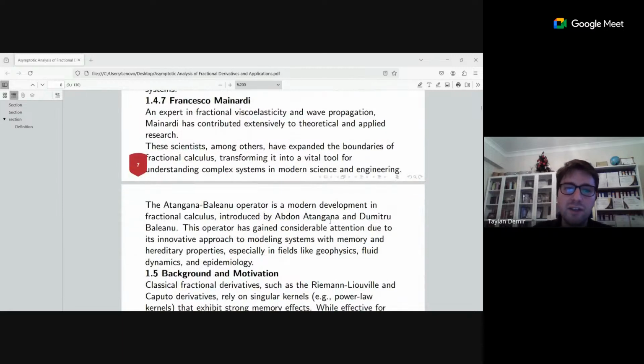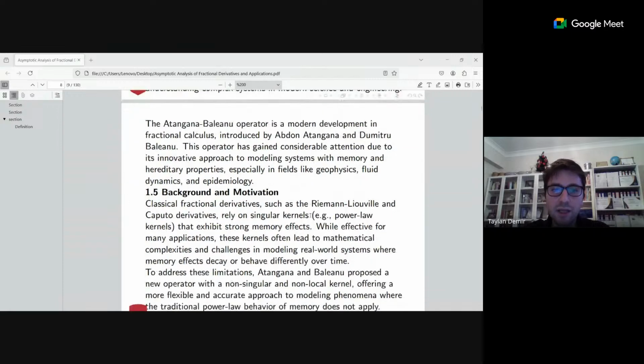Later, Francesco Mainardi, an Italian professor, is an expert in fractional viscoelasticity and wave propagation. Mainardi has contributed extensively to theoretical and applied research. These scientists, among others, have expanded the boundaries of fractional calculus, transforming it into a vital tool for understanding complex systems in modern science and engineering.